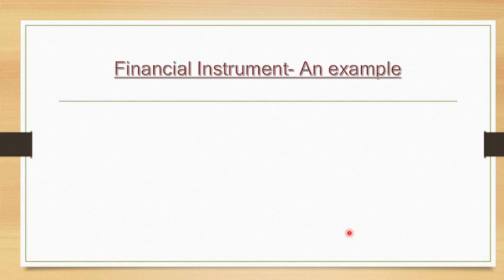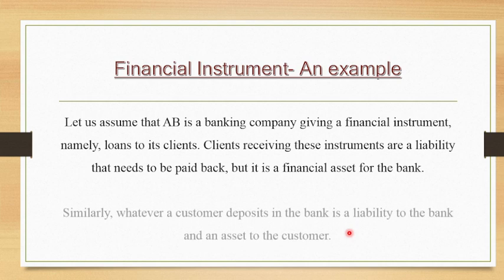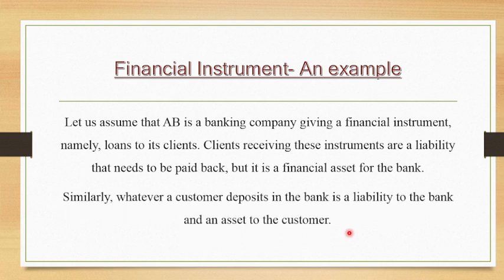Now we will see an example of the financial instrument. Now, let us assume that AB is a banking company giving a financial instrument, namely loans, to its client. Now, client is receiving this instrument in a liability that needs to be paid back, but it is a financial asset for the bank. Now, similarly, whatever the customer deposits in the bank is a liability to the bank and an asset to the customer. Now, this is an example of the financial instrument. Now, let's come to the next part.